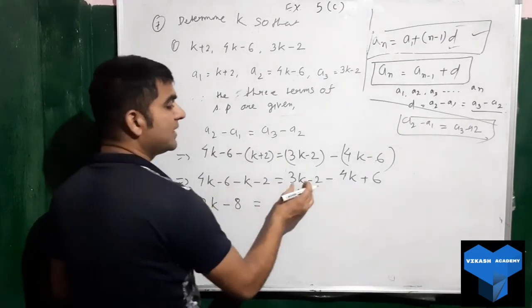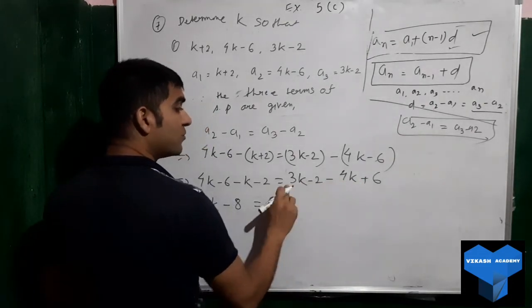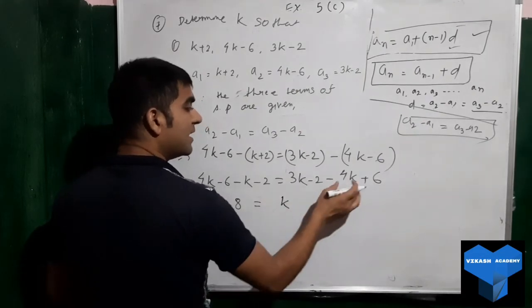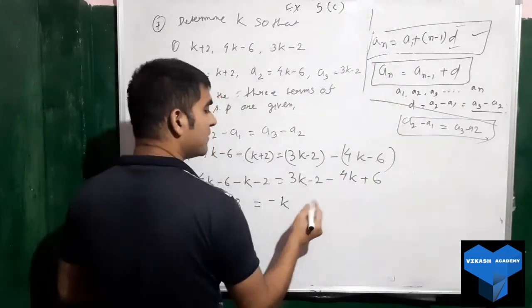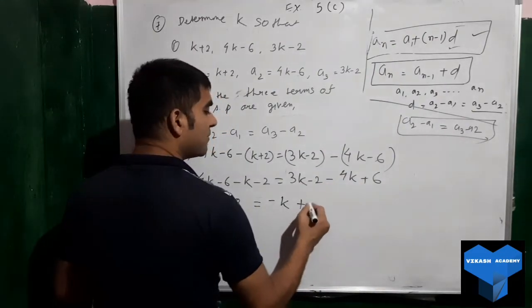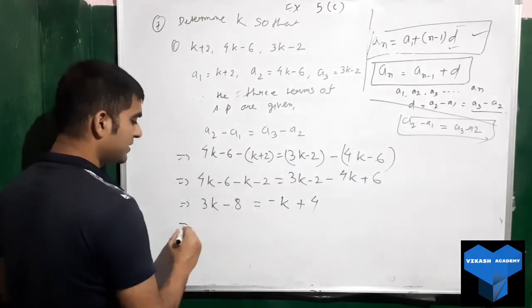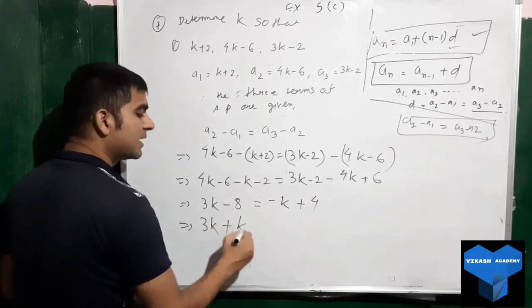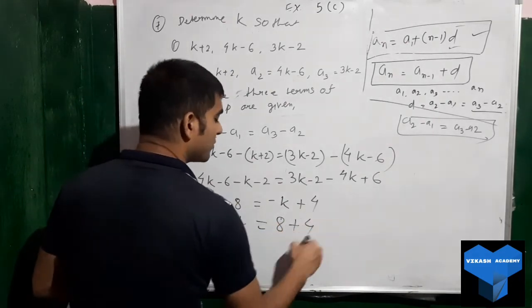Now here 3k minus 4k. So 4 is greater, so we have to subtract the smaller number from the greater. So 4 minus 3 we will have 1k, or you can write k. 4 is greater, put the minus sign. Now minus 2 plus 6, you will have plus 4. Now k bring one side, number you take the other side. So 3k, so minus k will come this side, it will become plus k. Minus 8 will go the other side, so it will become plus, and then plus 4 will be here.